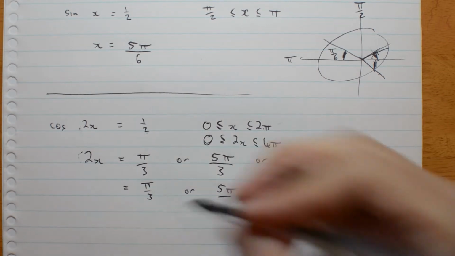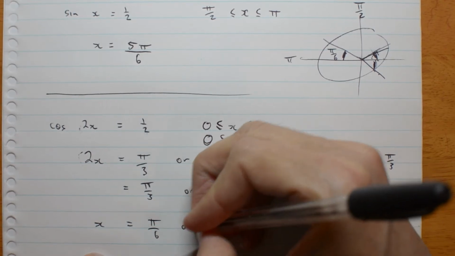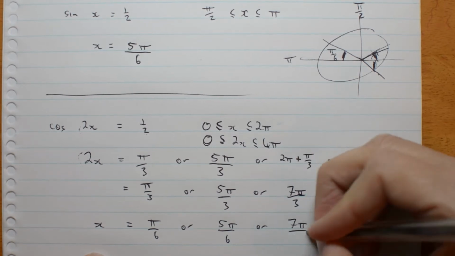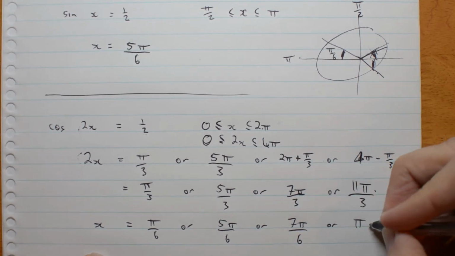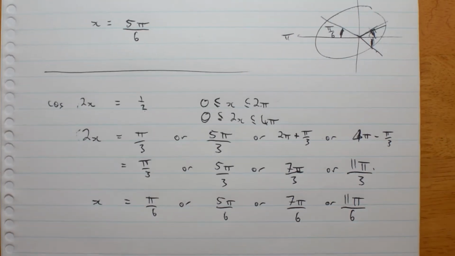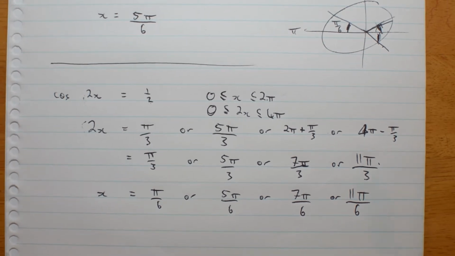Okay, that's 2x, so that means x must be pi on 6, or 5 pi on 6, or 7 pi on 6, or 11 pi on 6. If doing this makes you wish there was a better way, then good, because there is a better way, and that is using a general solution. But I want to start the same place the textbook does, by starting with simpler questions, with a fixed domain, showing you how to get there.